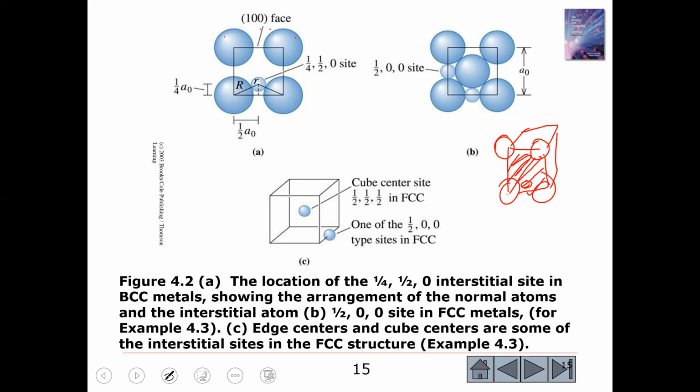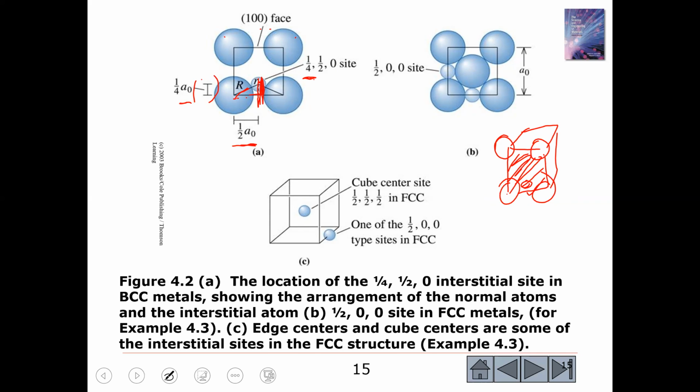Okay, so the side of the unit cell is equal to a. Because this interstitial atom is in the middle, this is half a, right? And because it is 1/4, this side is going to be 1/4 a, right? So this is a triangle, right? And by applying simple trigonometric rules, you can find out the atomic radius as well, right?